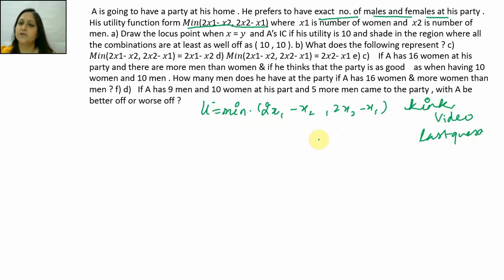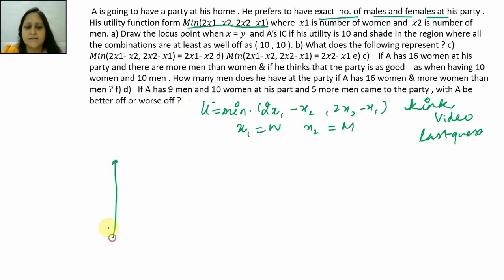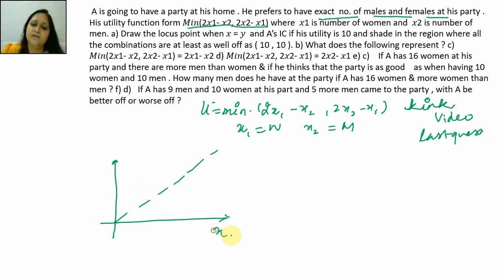But let's actually see what the question is asking us. x1 is the number of women and x2 is the number of men. Draw a locus of points where x1 is equal to x2, the 45-degree line. And draw A's IC if his utility is 10, and shade the area where all the combinations are at least as well off as 10, 10. So let's take 10, 10.